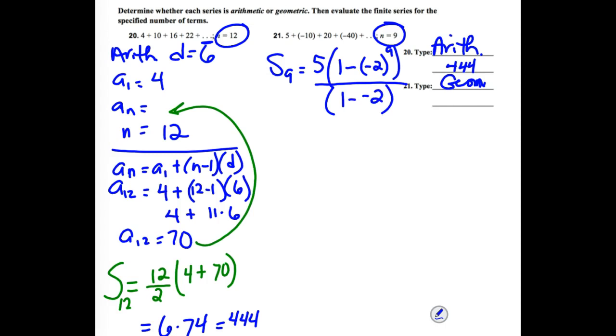All right, grab your calculators. Double check that you are putting parentheses around the negative 2 that you're raising to a power. All right, what did we come up with? 855. Agree, disagree?